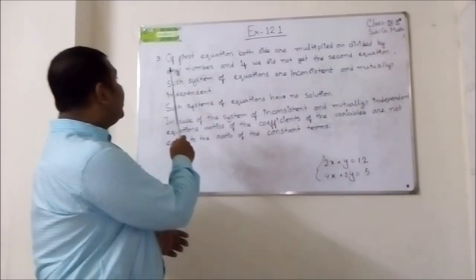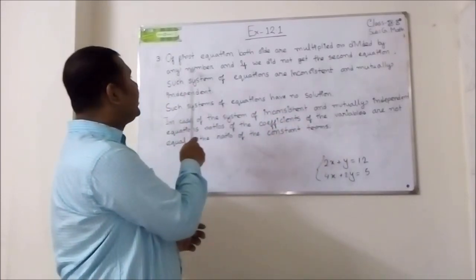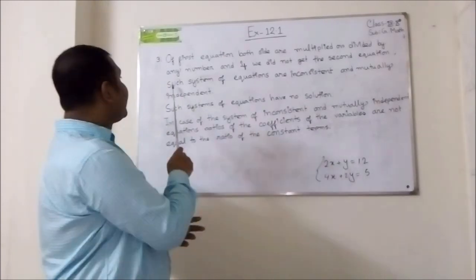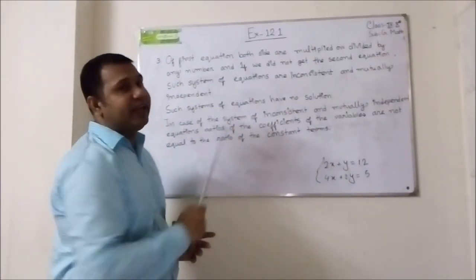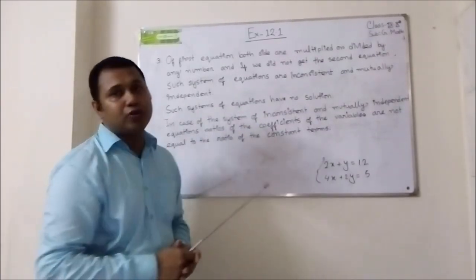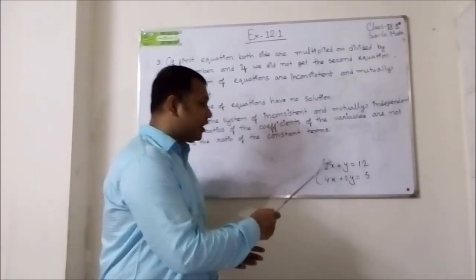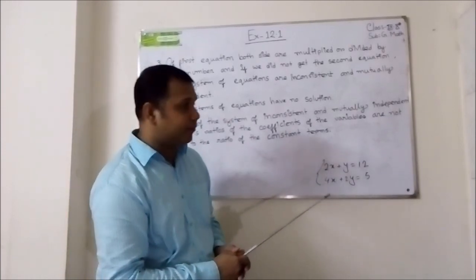Similarly, if both sides of the first equation are multiplied or divided by any number and we do not get the second equation, such a system of equations is inconsistent and mutually independent. Such a system has no solution. If you try to solve this, we are not going to get any solution of this system of equations.